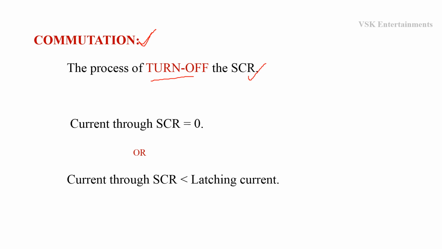Here commutation can be achieved by making the current flowing through the SCR 0, or by making the current flowing through the SCR less than the latching current. Here latching current is the minimum amount of current required to turn on the SCR. By making the current flowing through the SCR less than this minimum current, the SCR comes into the off state, and this process is called commutation.